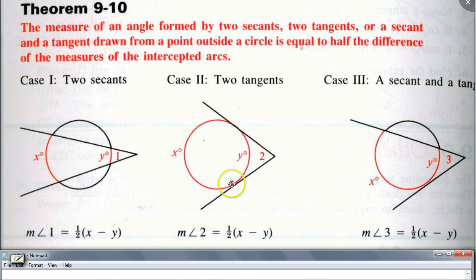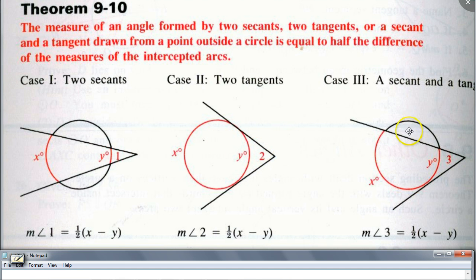What about this case? Let's say this y is 60. What's this? 300, right? So what would angle 2 be? If this is 60, if this is 300, you do? Yeah, 300 minus 60, which is? 240 divided by 2? So angle 2 is 120.